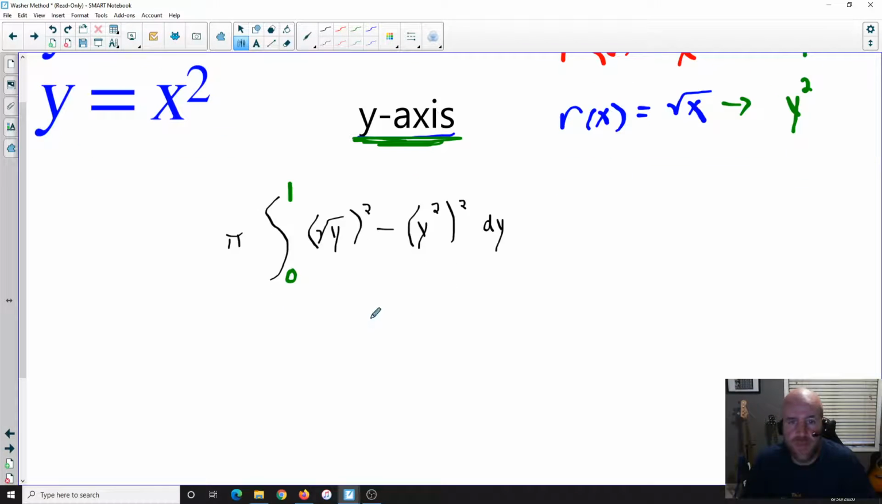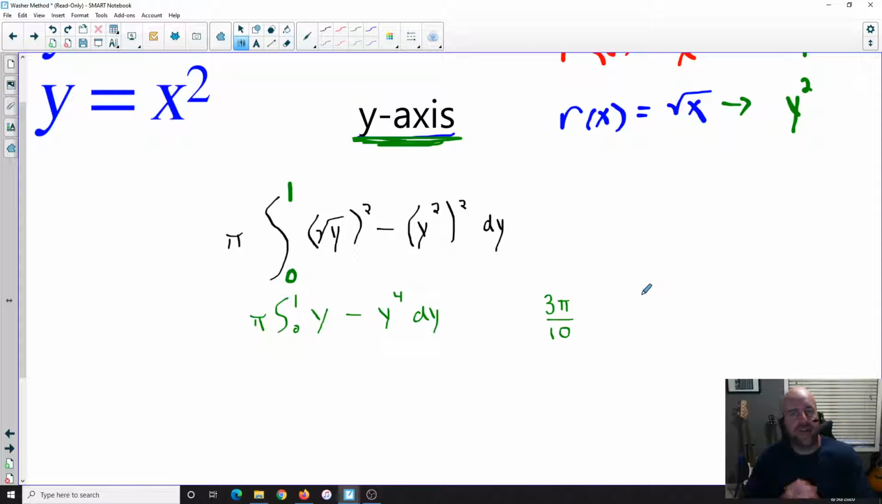Okay, so if we clean this up, some of us can see that it's pretty much the same thing we had last time. No, that's not squared. That's just y minus y to the fourth. So if you go ahead and roll through the integral again, you find the antiderivative, and then you evaluate with 1 and 0, you should end up with 3 pi over 10 once again.